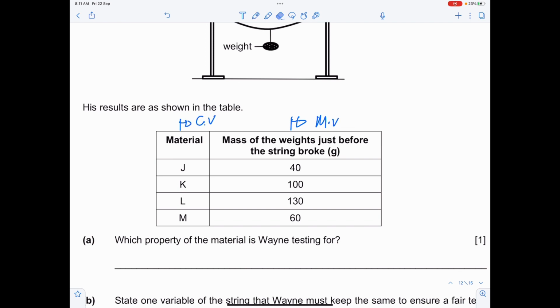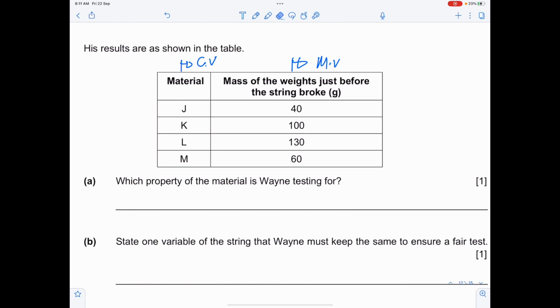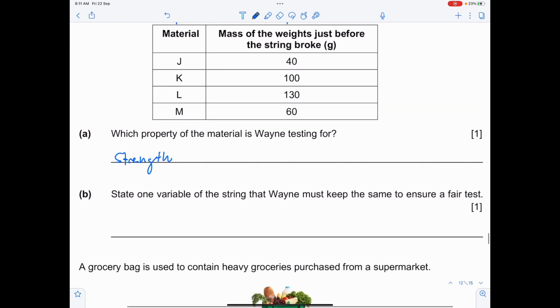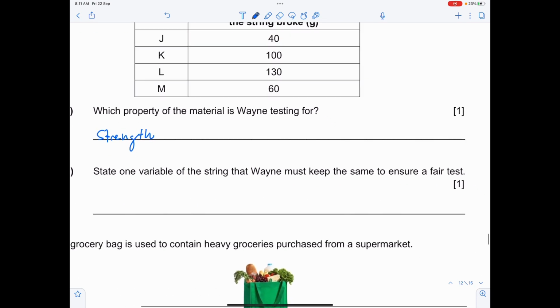Which property of material is Wayne testing for? Strength. Okay, like what I told you. State one variable of the string that Wayne must keep the same to ensure a fair test. Many things, but one of the most obvious would be thickness of the string.